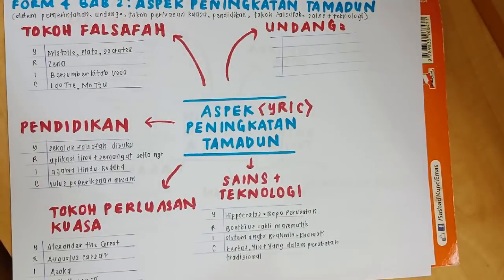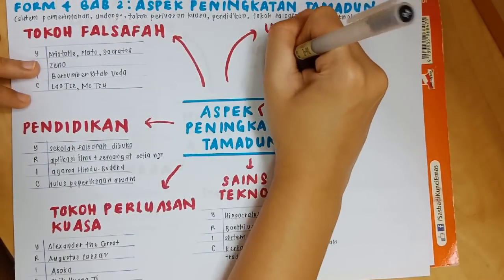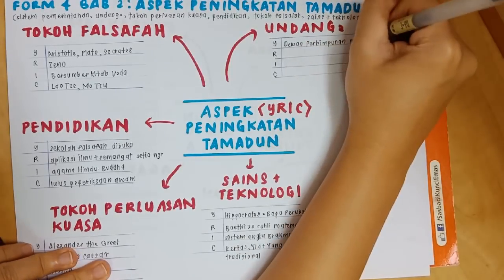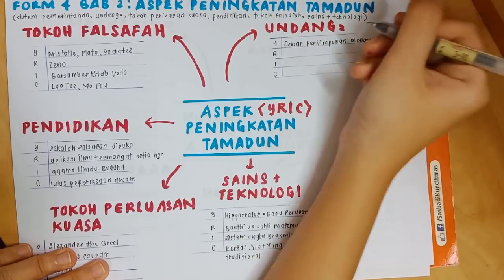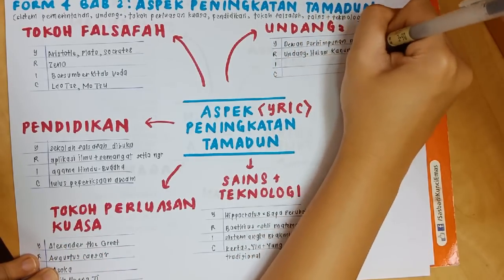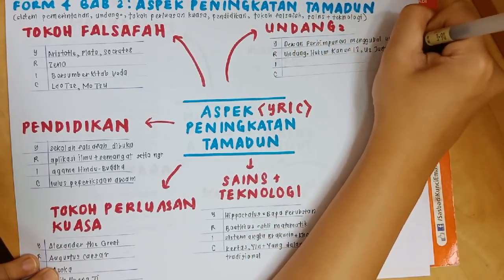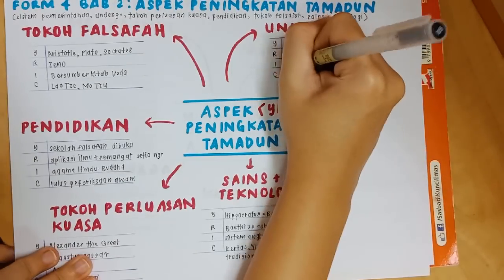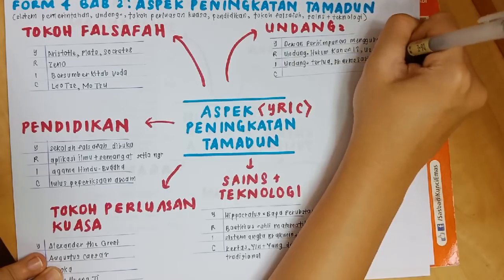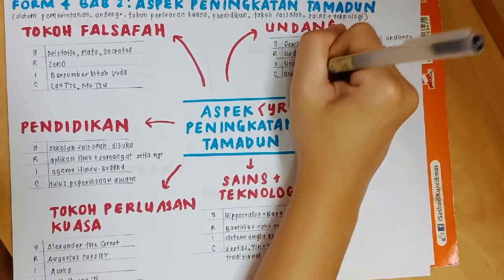The next branch is undang-undang. For Yunani, they have Dewan Perhimpunan yang menggubal undang-undang. For Rome, Undang-Undang Kanun 12, Undang-Undang Justinian. For India, their undang-undang tertua is Dharma Sastra. And for China, that's Undang-Undang China berdasarkan falsafah legalisme.